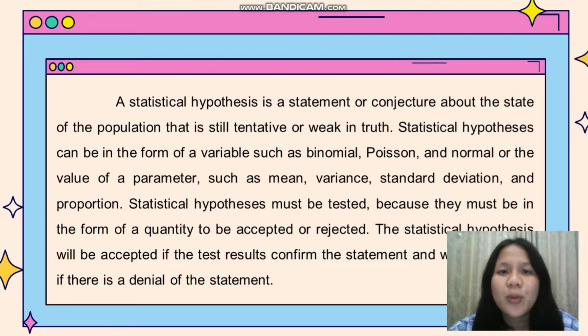A statistical hypothesis is a statement or conjecture about the state of the population that is still tentative or weak in its truth. A statistical hypothesis can be in the form of a variable distribution such as binomial, Poisson, and normal, or of the value of a parameter such as mean, variance, standard deviation, and proportion. Statistical hypotheses must be tested because they must be in the form of a quantity to be accepted or rejected. The statistical hypothesis will be accepted if the test results confirm the statement and will be rejected if there is a denial of the statement.